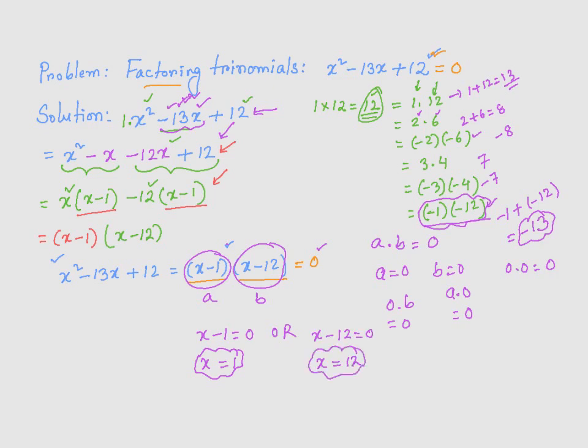So, as it turns out, I have taken this quadratic polynomial, and in this case the quadratic equation, and found the solution. x is equal to 1 and x is equal to 12. So in this equation, x squared minus 13x plus 12 equals 0, if I plug in x equal to 1, the left hand side will become 0. If I plug in x equal to 12, the left hand side will become 0. That means x equal to 1 and x equal to 12 are actually solutions to this equation.